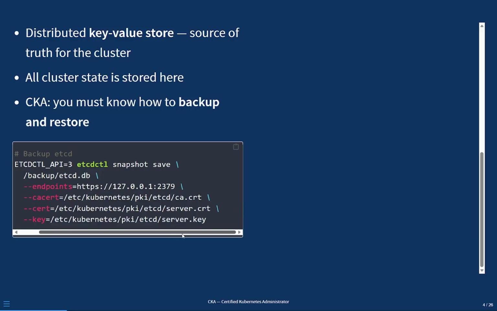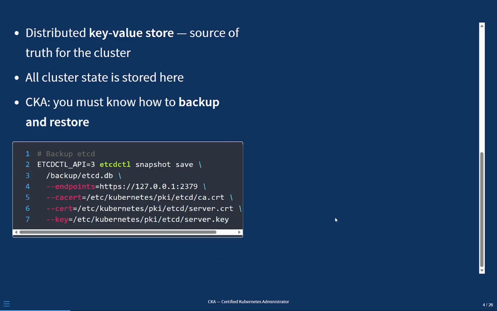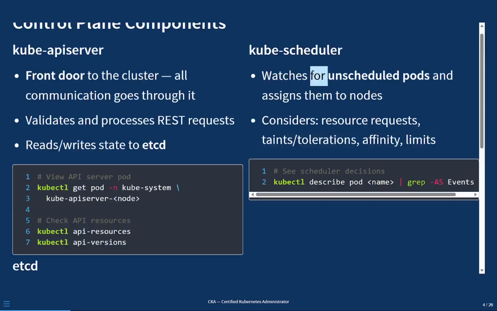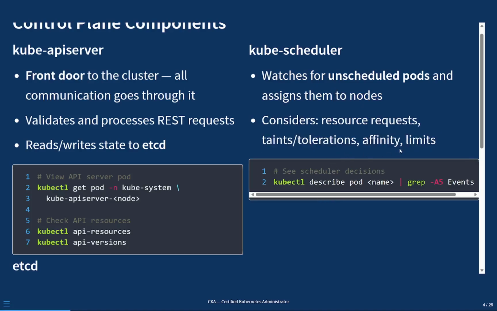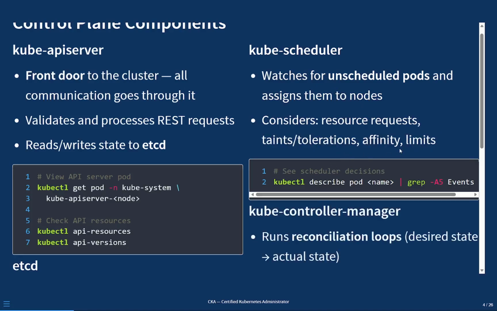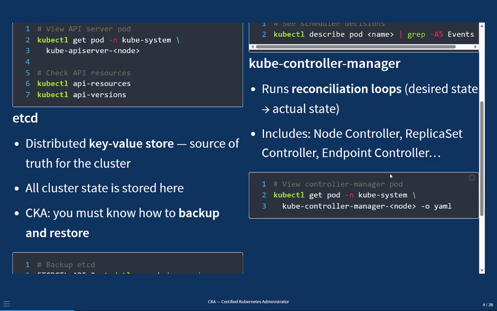Click kube-scheduler. When you create a pod, it starts in a pending state with no node assigned. The scheduler watches for these unscheduled pods and assigns them to the best-fit node based on resource requests, taints and tolerations, affinity rules, and available capacity. Click kube-controller-manager. This runs dozens of controllers as a single process. The replica set controller ensures the right number of pods are running. The node controller monitors node health and marks them not ready when they go down. The endpoint controller keeps service endpoint lists up to date.